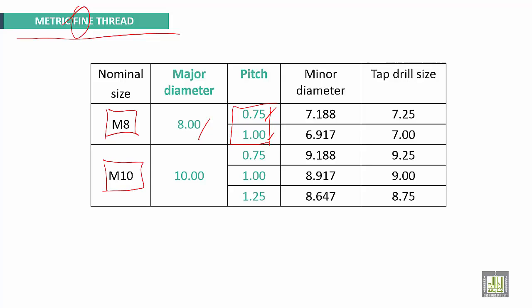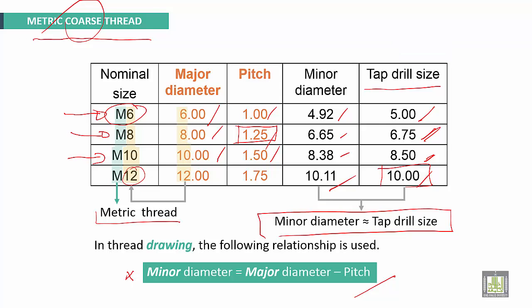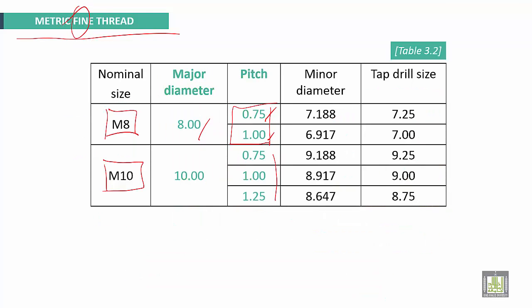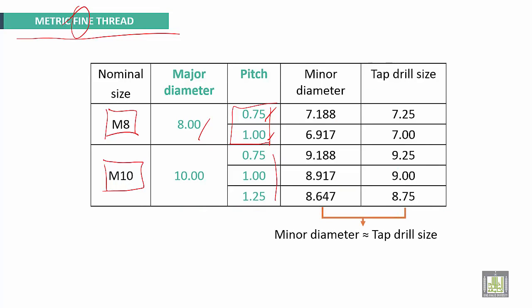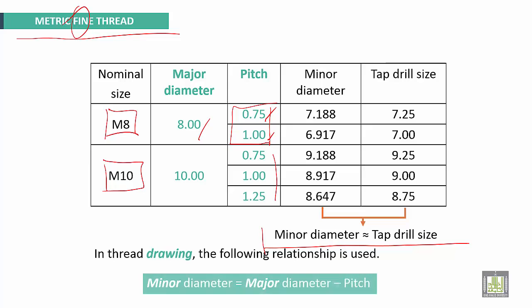Same for M10. So the pitch will be 0.75 or 1.25. Here in coarse thread, for 10 millimeters, we have 1.5 millimeters as a pitch. Same remark here, minor diameter should be almost equal to the tap drill size. In thread drawing, the following relationship will be the same: minor diameter equals major diameter minus the pitch.